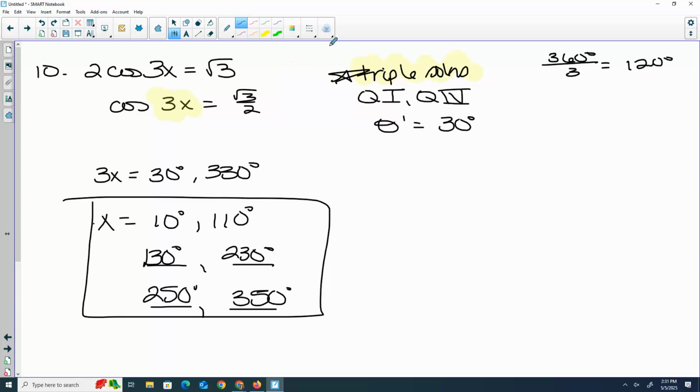Problem 11, if my angle is x over 2, what will that do to the graph? It's going to make it longer. So by the time I get to 360 degrees, I'm only going to have half my graph. What that means, sometimes it won't change my answers at all. Sometimes I'll have answers that are bigger than 360, and we'll disregard those.